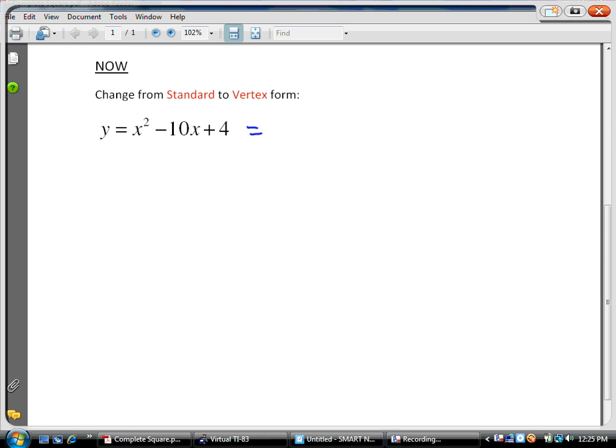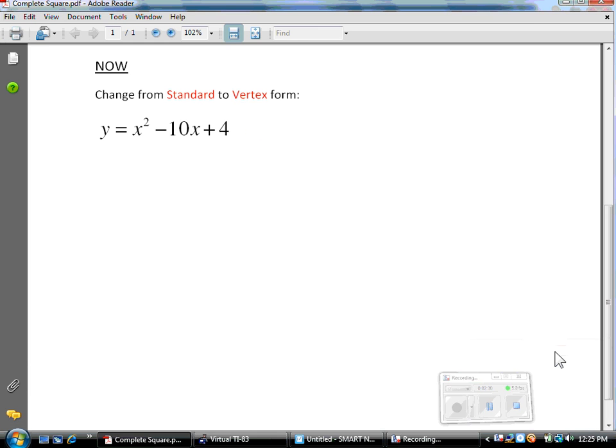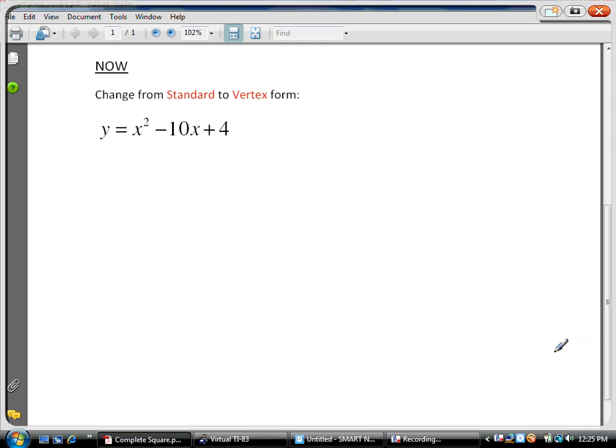Again, what we're going to do is make this look like vertex form. First thing we need to do is change some things and move some numbers around. We're going to get rid of 4, so we subtract 4 from both sides. We can do this because of the rules of algebra. We haven't changed anything, we're just moving some numbers around for a minute. So on the left side, we have y minus 4 is equal to x squared minus 10x.